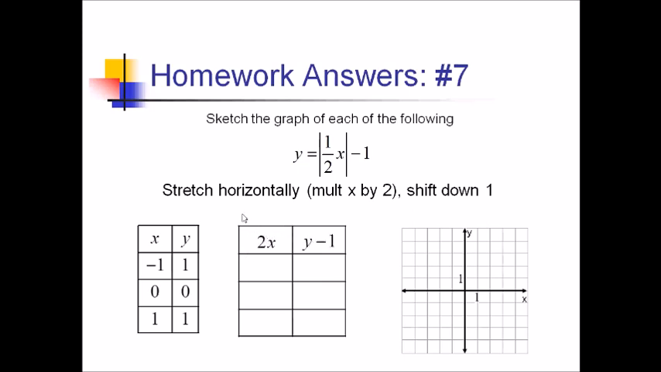Multiplying x's by 2, we've got negative 2, 0, and 2. Subtracting 1 from the y's, we've got 0, negative 1, and 0. Graphing it out, we have (negative 2, 0), (0, negative 1), and (2, 0). And draw a V through those. It's going to be a very shallow V, but we'll take what we can get.